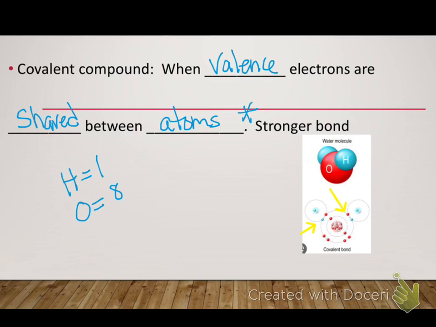So yeah, covalent bonds or covalent compounds are 2 or more atoms joined together that share valence electrons. Okay, make sure you took good notes and be ready for your fun quiz.